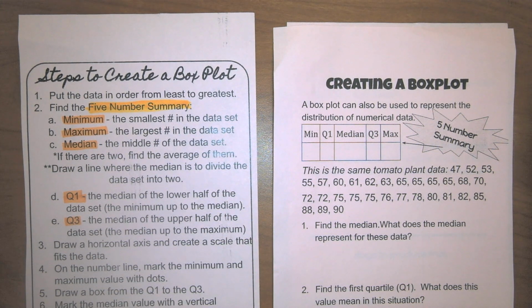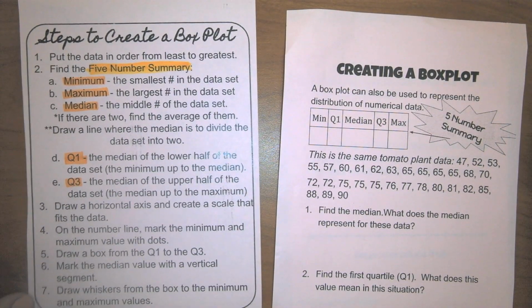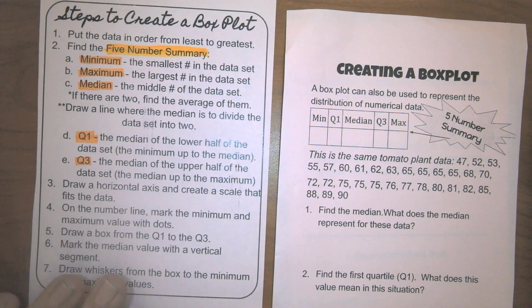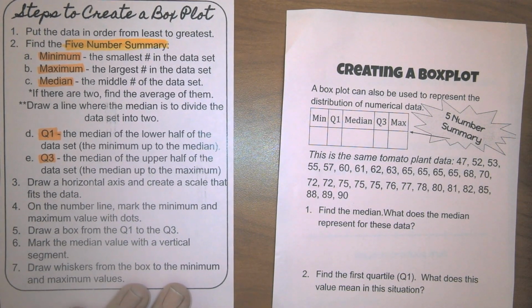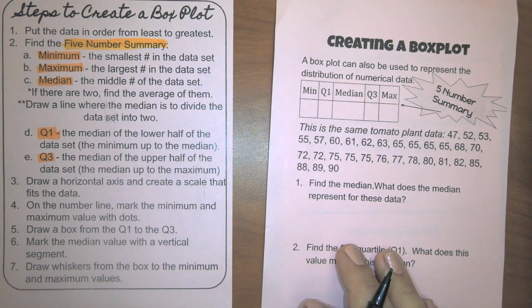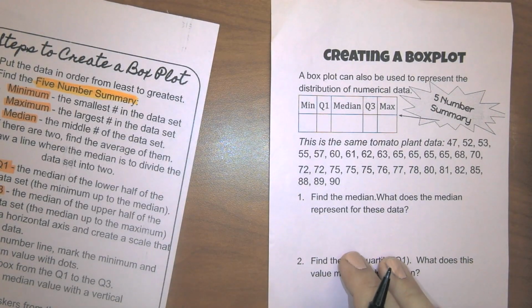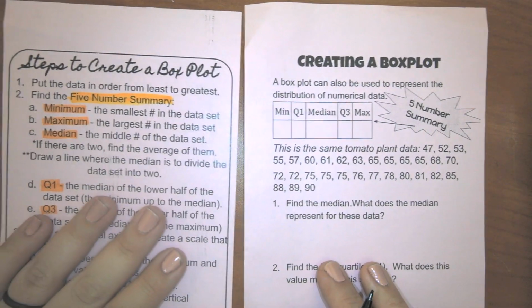So we're going to talk about how do we calculate each of those things, because once I have those 5 calculations, then I can make a box plot. So let's get started with that part first. The directions on how to actually draw the box plot are here after that, and so we'll be following those after we finish.